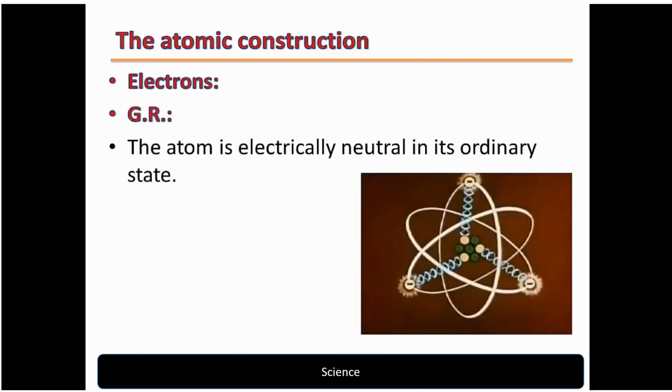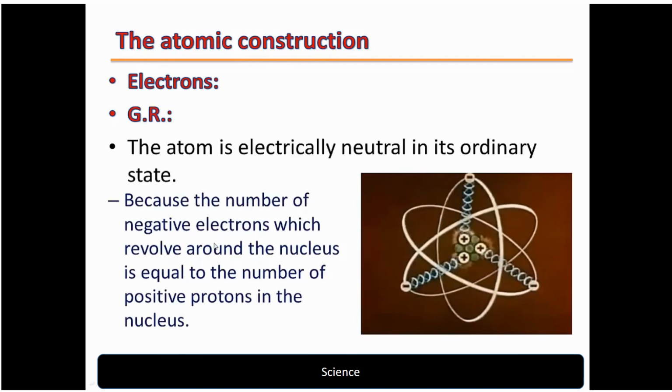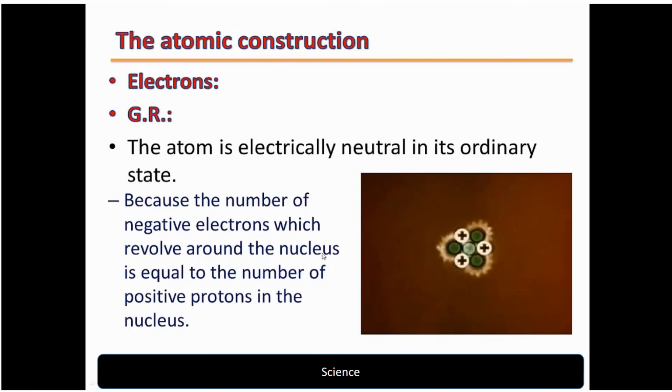The atom is electrically neutral in its ordinary state. This is because the number of negative electrons, which revolve around the nucleus, is equal to the number of positive protons in the nucleus.